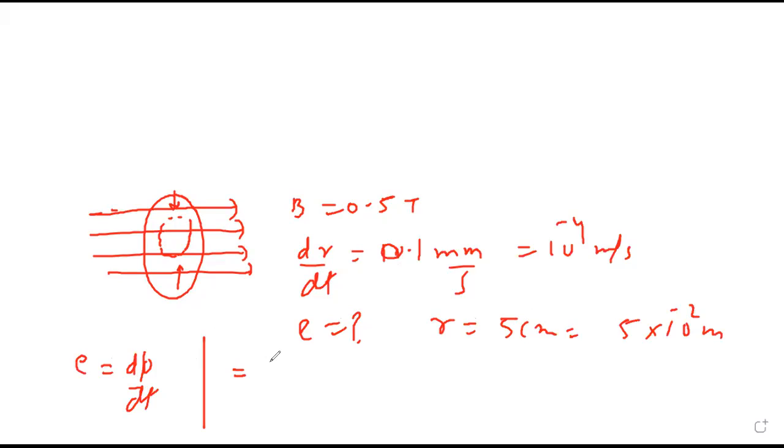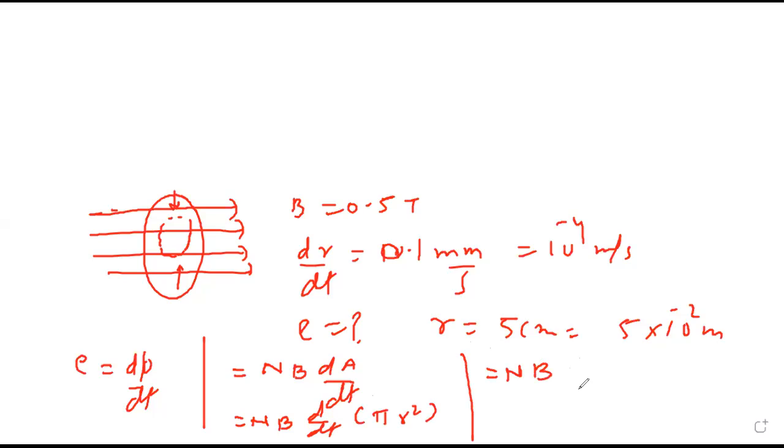Now flux change means here turns are not changing, B is not changing. Who is changing? Area. Correct now? What is the area of a circle? Is it pi r square? Yes. So n is 1, which is constant, B is constant, the derivative of pi r square will be pi 2r dr upon dt. I hope you all followed this much.